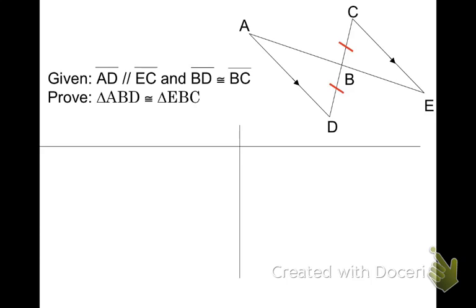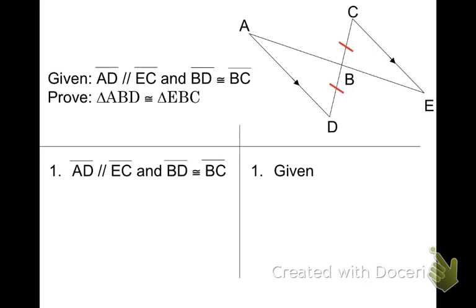Okay, parallel lines, AD and EC are parallel, and we are also given that segment BD and BC are congruent. Well, parallel lines, you can see, these are going to be cut by transversals. The parallel lines and transversals should immediately make you think of angle congruence: alternate interior angles, corresponding angles, alternate exterior angles. These are all congruent angles based on parallel lines. So when we're trying to build triangle congruence and you have parallel lines, think along those lines. So start with what's given.